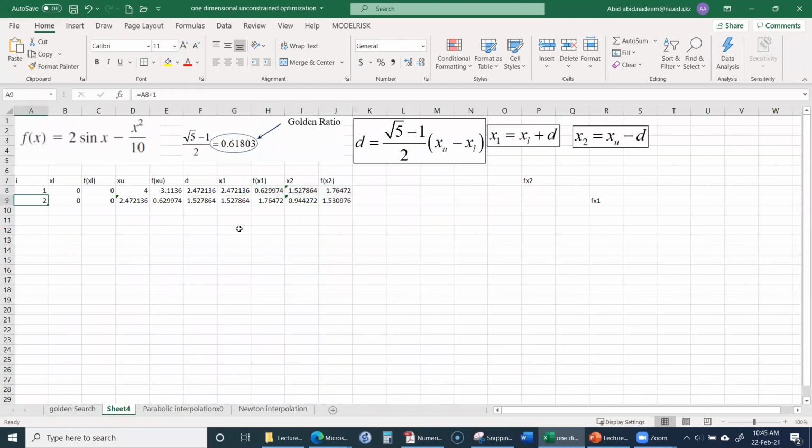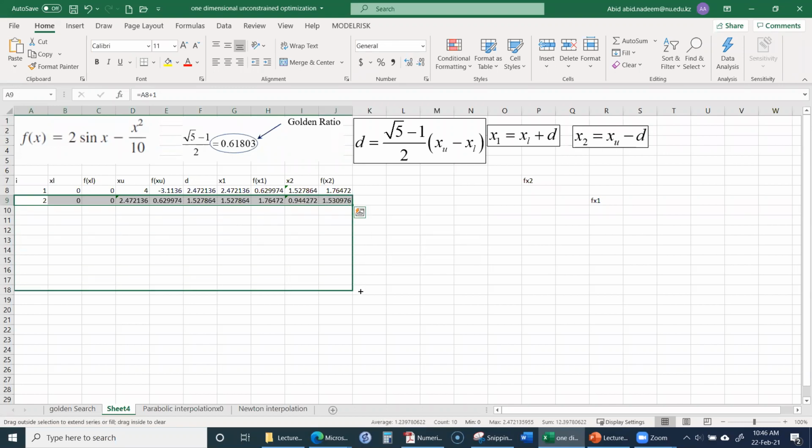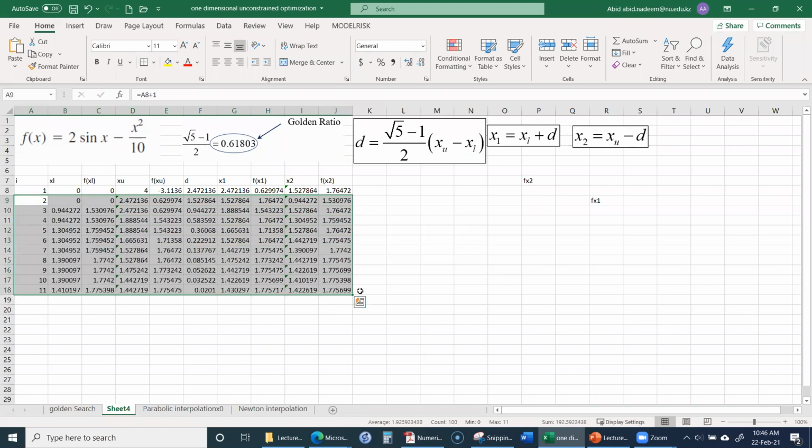Okay, so in this way we have set up this sheet, and then I can expand this value, and now I can make as many iterations as I want. You can see that by each iteration I am narrowing down on the values of D, and the values of x1 and x2 are coming closer and closer to each other. The values of x1 and x2, 1.775, are getting closer to each other.